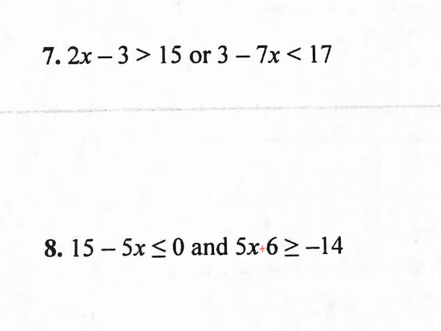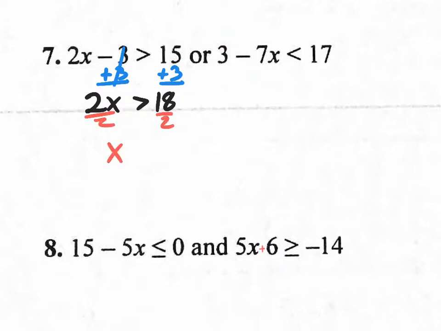So everybody knows that on number 7, you have some inequalities with the word or between them. Let's just solve them, right? Let's do it. Plus 3, new inequality, 2x is greater than 18. Then what? Divide by 2, x is greater than 9. We don't flip it. That's what we got as an answer for that one.